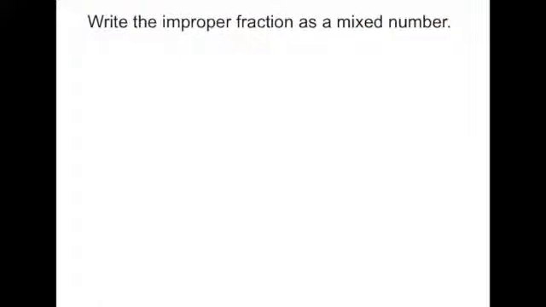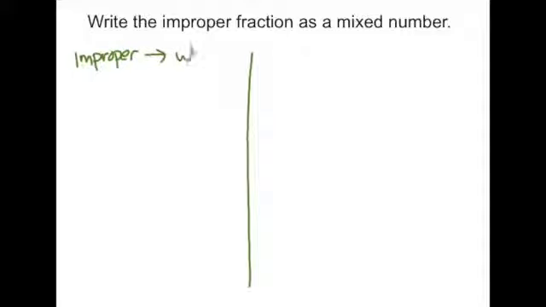Now we're going to convert an improper fraction to a mixed number. But before we do that, I want us to first convert an improper fraction to a whole number. So let's take a look at 15 fifths. This is an improper fraction because our numerator, 15, is greater than our denominator.